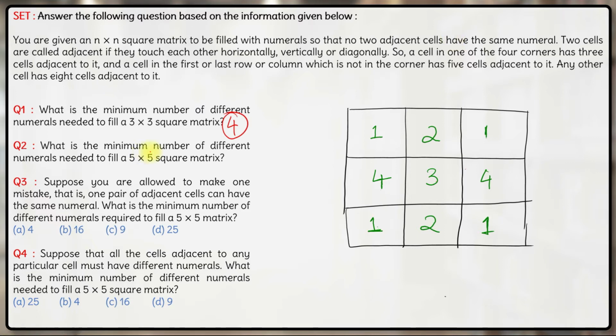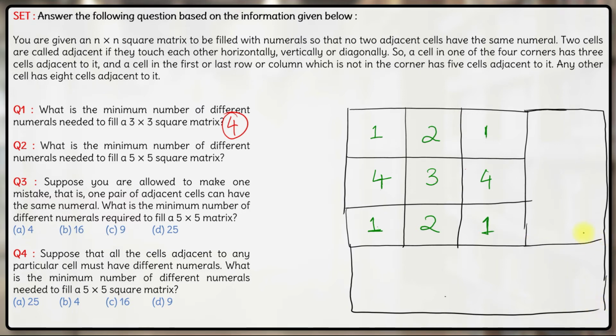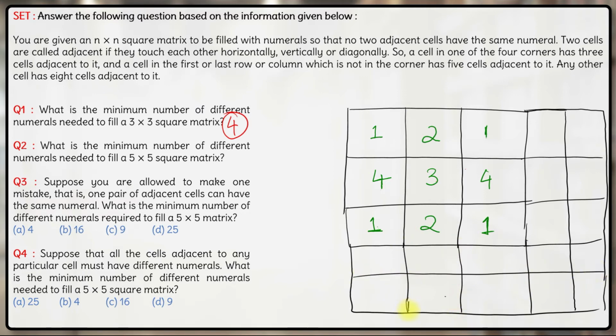Next question: what is the minimum number of different numerals needed to fill a 5 by 5 matrix? As I was saying earlier, this was a 3 by 3 matrix. Now if we draw a 5 by 5 matrix, let's just extend this. Now this becomes a 5 by 5 matrix, and as I said, these are the 4 digits.